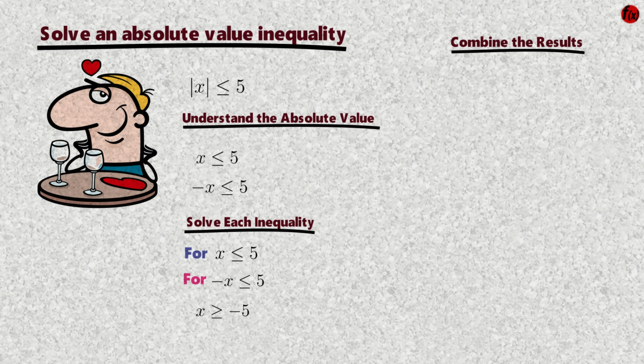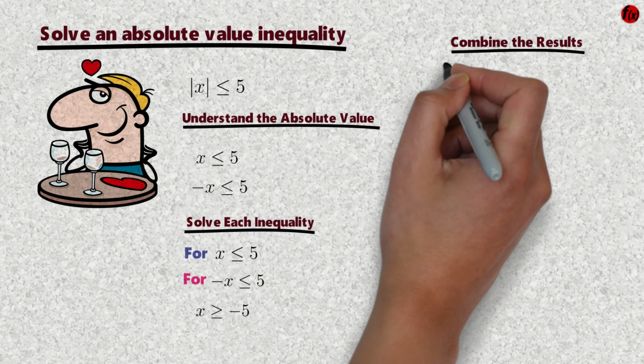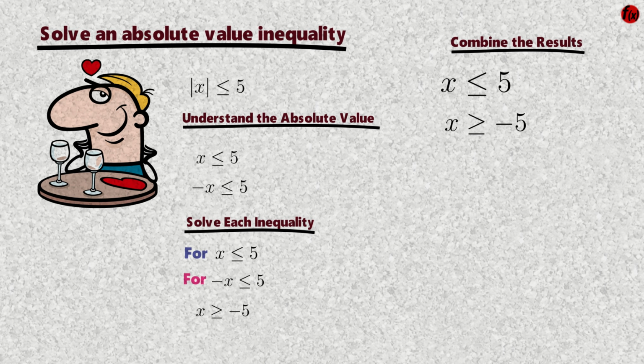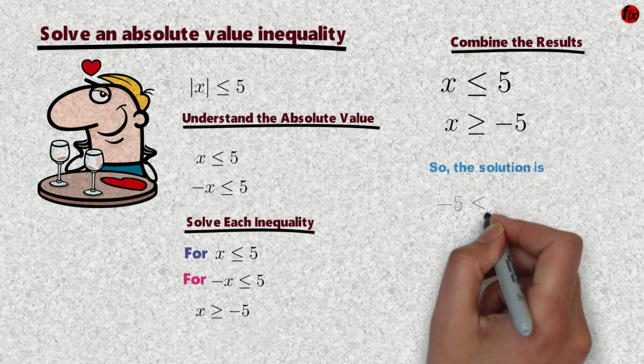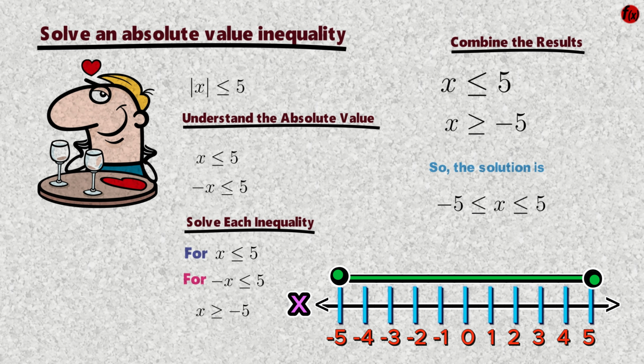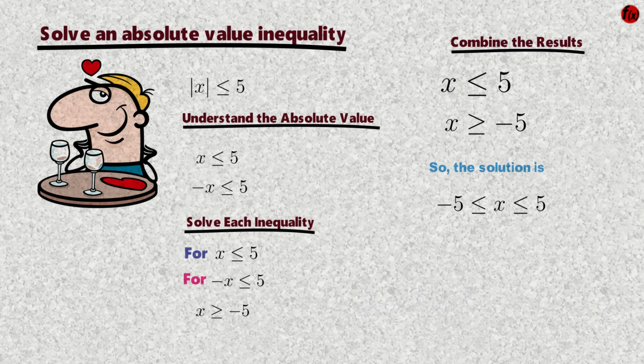Combine the results. The solution to the original inequality, absolute value of x is less than or equal to 5, is the intersection of the two solutions. So, the solution is, in other words, you can wander anywhere between minus 5 feet and 5 feet from the snack table and still be within the safe zone for snacks. Just don't wander too far, or you might miss out on the good stuff.